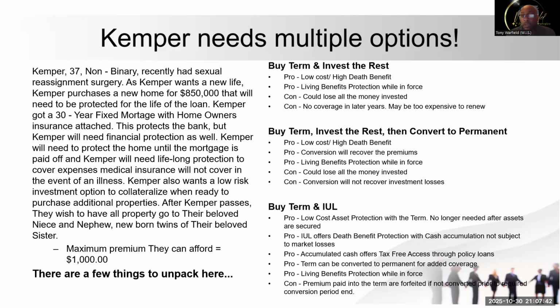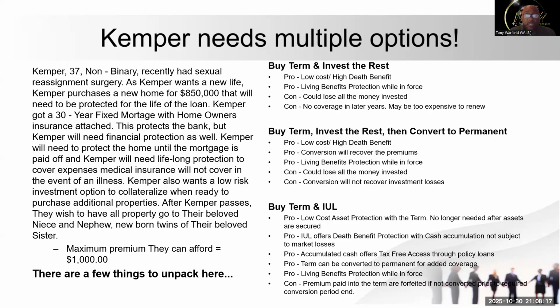And then you have buy term and an IUL. So a pro there, low cost asset protection. You don't need the asset protection once the asset has been paid off. Another pro, IUL offers a death benefit protection with cash accumulation, not subject to market losses. You get tax advantage use of that money through policy loans. The term can be converted to a permanent, adding additional coverage for you. And of course, you got living benefits available. But a con is the premium paid into the term is forfeited if you don't convert it in time, right?